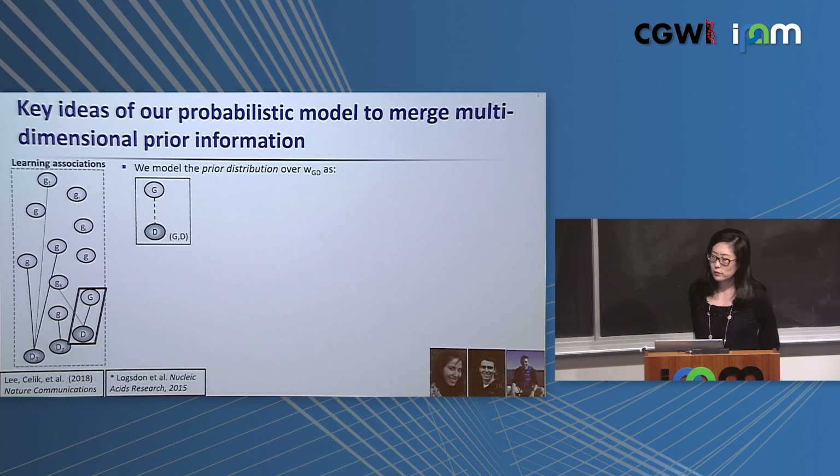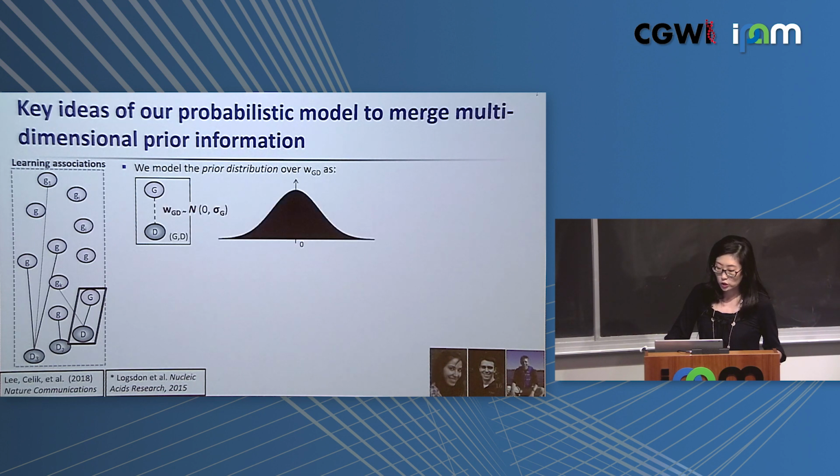Now, back to this drug sensitivity prediction problem. Here the difference is that we want to combine multiple pieces of such information, not just focusing on hubs or modules, but multiple things. So how does it work? We modeled the prior distribution over the weight W of the contribution of a particular gene G on drug D as a normal distribution with mean 0 and a certain sigma. This sigma value determines how much we encourage W to deviate from 0.